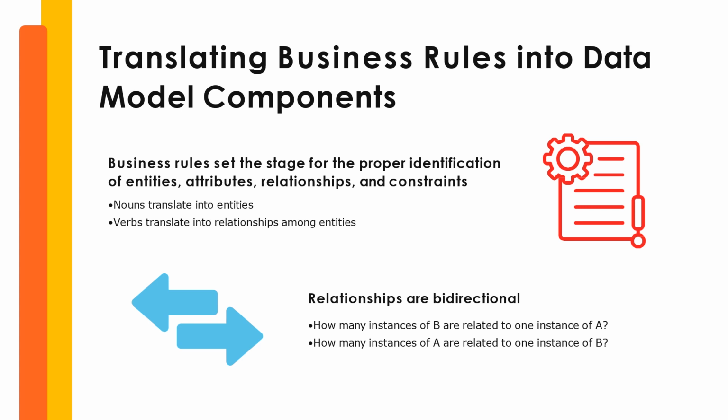So when we talk about relationships, we need to ask these two questions. How many instances of entity B are related to one instance of entity A? And how many instances of entity A are related to one instance of entity B? So when you say bidirectional, we need to take into consideration the perspective of one entity going to the other entity. And through that, we are going to be able to establish what kind of relationship those two entities have. May it be one-to-one, one-to-many, or many-to-many.